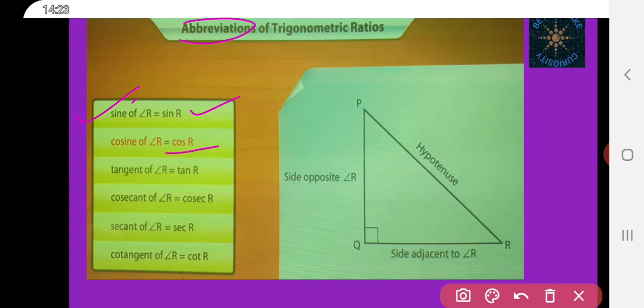Tangent of R, you can write tan R. Cosecant of angle capital R, you can write cosec R. Secant of R, angle R, you can write sec R. Cotangent of angle R, you can write cot R. Okay, so you should remember the abbreviation of trigonometric ratio.